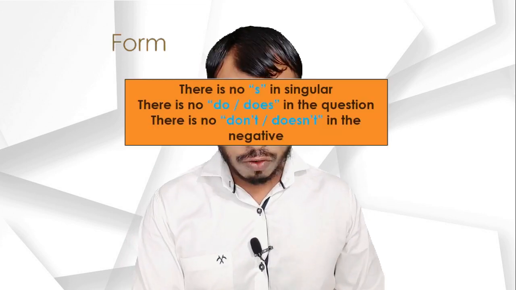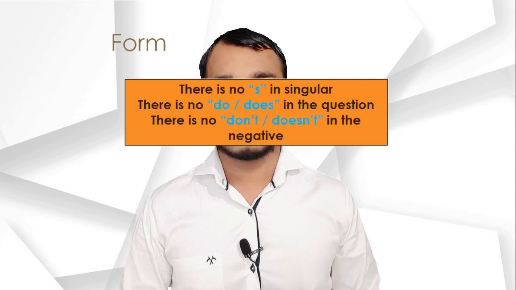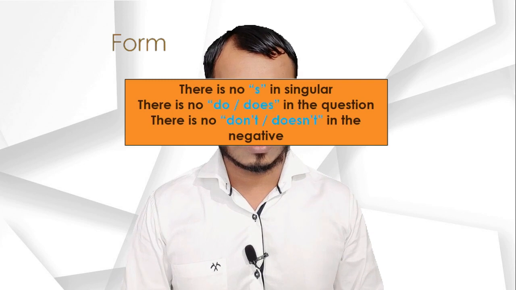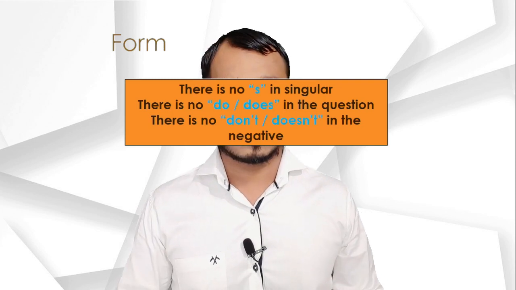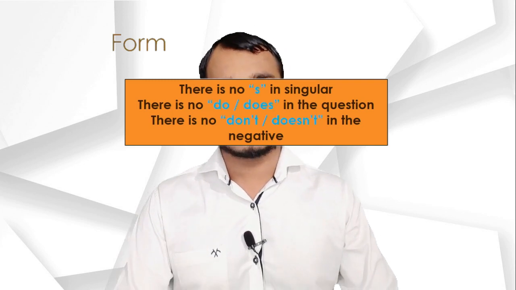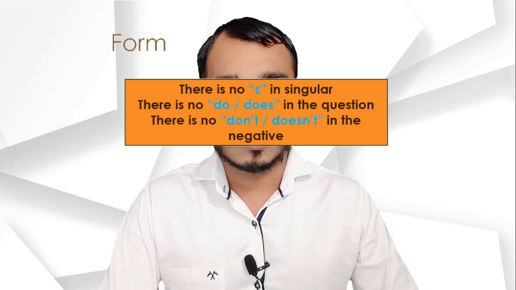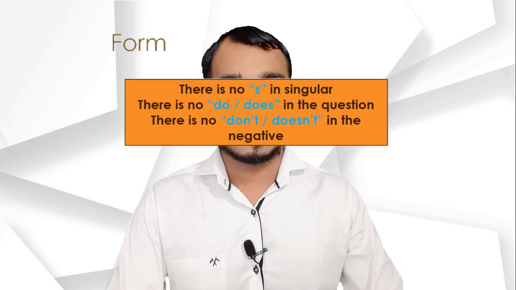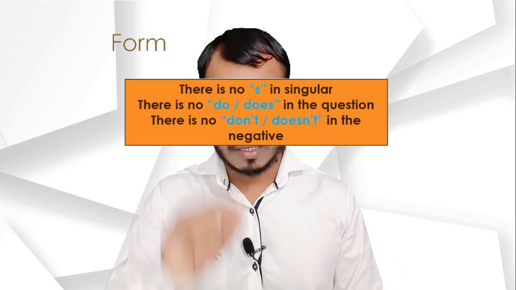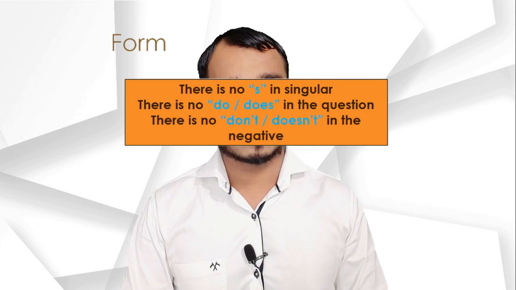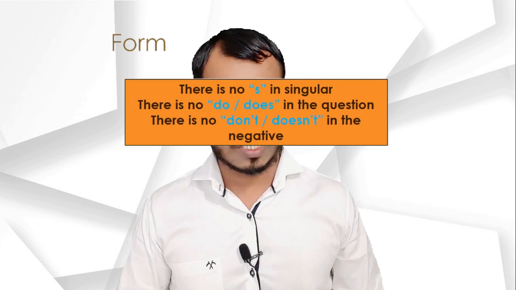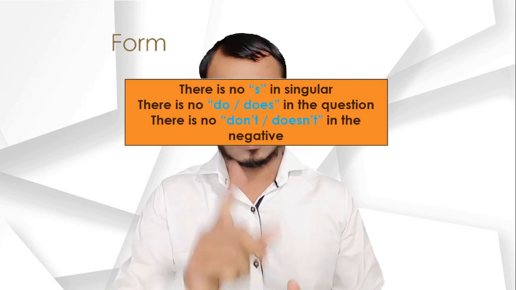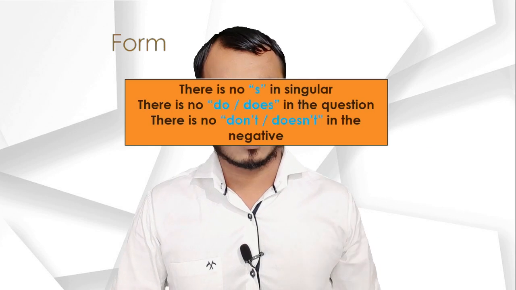Then there is no s form in the singular, there is no do or does in the question, there is no don't or doesn't in the negative. So while we are using modal auxiliaries in a sentence, there is no need to use the s form in the simple present tense, do or does in the questions, and in negative form we can't use don't or doesn't. If I tell you an example, then it will be more clear.